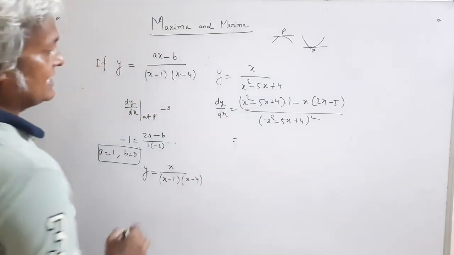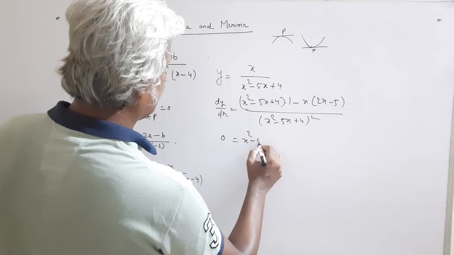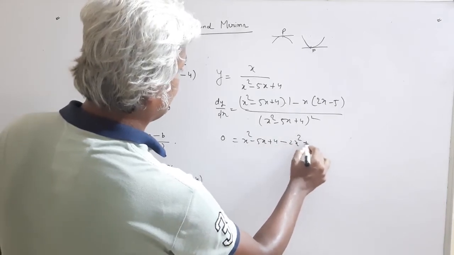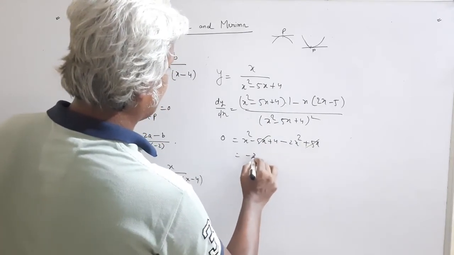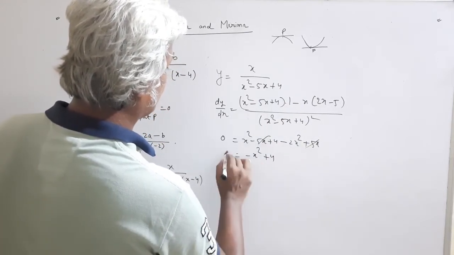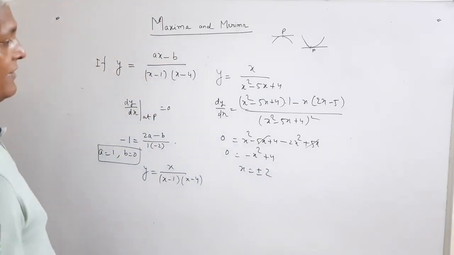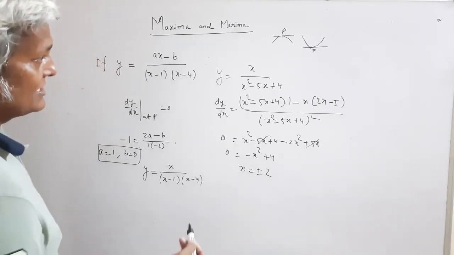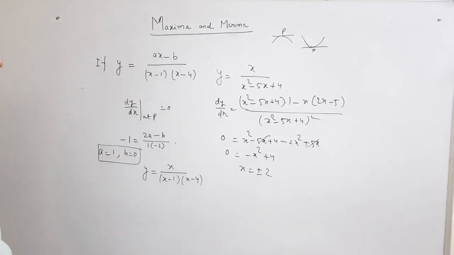So if I set it at 0, then it becomes 0 equals x square minus 5x plus 4 minus 2x square plus 5x. These two cancel. We are getting minus x square plus 4 equal to 0, meaning x equals plus minus 2. Now we have to find the double differentiation of this one to check whether it is maximum or minimum. That is the tricky part. Let me clear this part of the screen, then I will come back to you again.